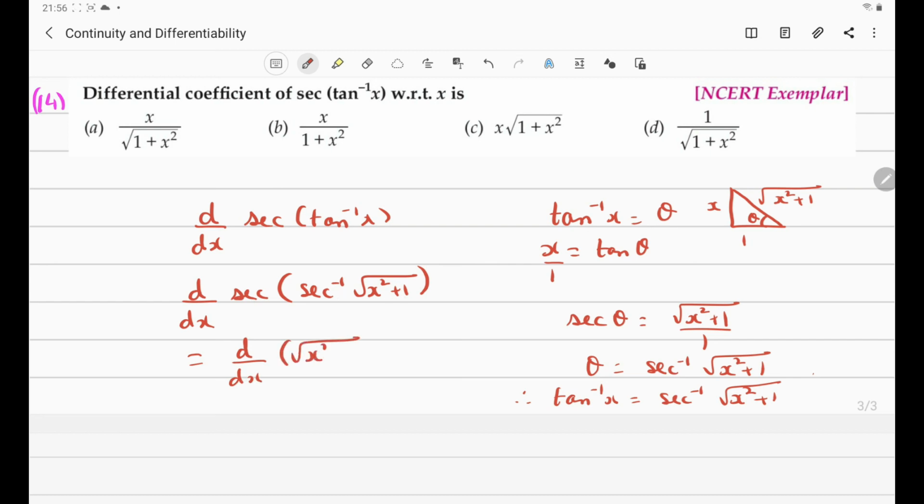So, we get this as d by dx of root x square plus 1, which is 1 by 2 root x square plus 1 into the derivative of x square plus 1, which is 2x. So, 2 gets cancelled and we get the answer as x by square root of x square plus 1. So, the right option is option A.